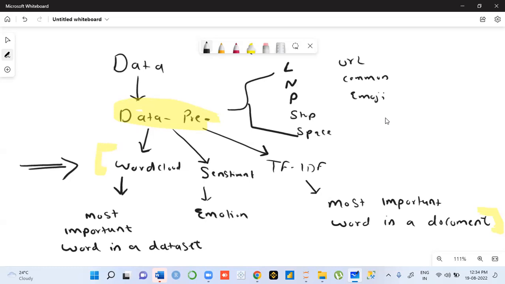Positive, negative, good, bad. Correct. Most important word in a data set, in a document, or I will write for you, sentence. Shall I, guys?